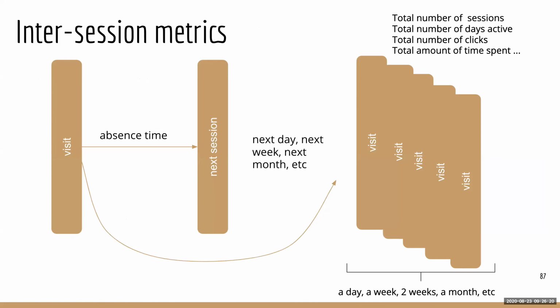So how does this relate? You are visiting, you are doing something on the site. There is the next session, which is this notion of absence time, which is where habit comes into account. And then there's the next day, the next week, and so on. This is the notion of loyalty. So that's what we mean by intersession metrics: total number of sessions, total number of days active, total number of clicks. The idea is how we relate the measurement of the quality of the experience now to those other metrics.